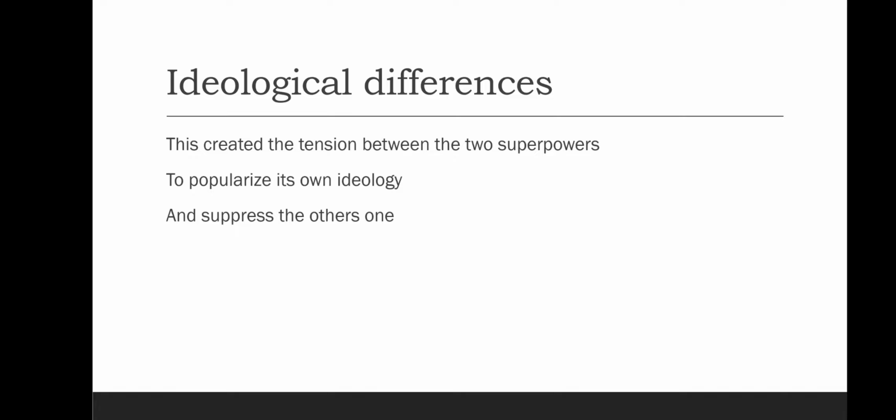So it created tension between America and the USSR. They wanted to popularize their own ideology. America wanted to popularize its own ideology and suppress the other one. So both of these, throughout the era of the Cold War, wanted to topple the other and suppress the other. So ideological difference is one of the important factors.